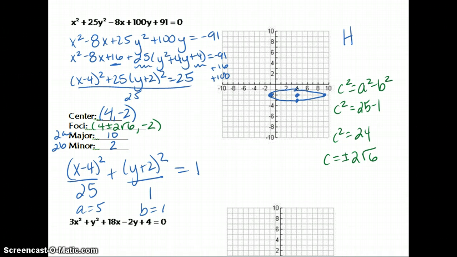Now graph your ellipse, and don't forget to graph the foci. And in this case, the foci is going to be very, very close to the vertices. Okay. Also, remember that the focus always has to be along the major axis. Always.